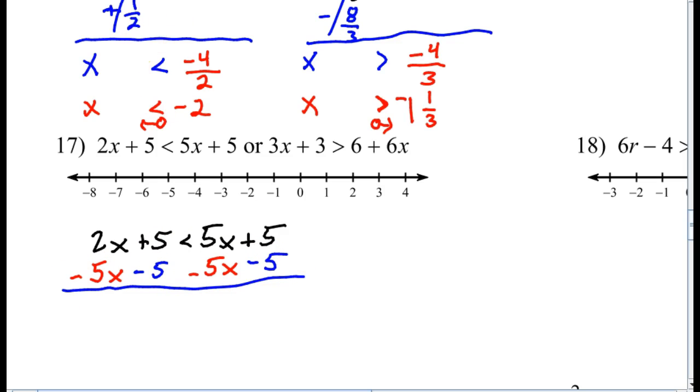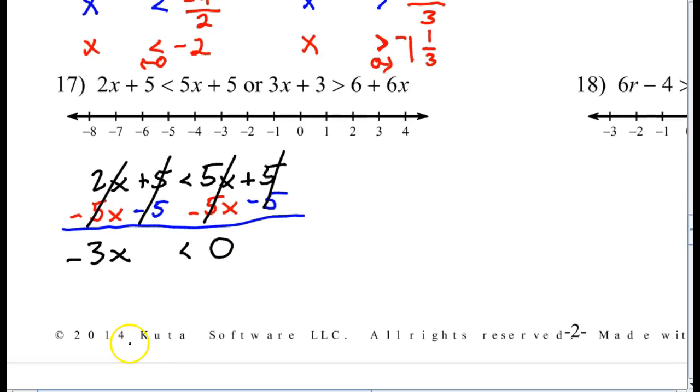There you go. We have 2 minus 5, -3. 5 minus 5 is 0. Bring down the less than. 5x minus 5x is 0, and 5 minus 5 is 0. So we write 0. Since the whole side equals 0, just write 0.